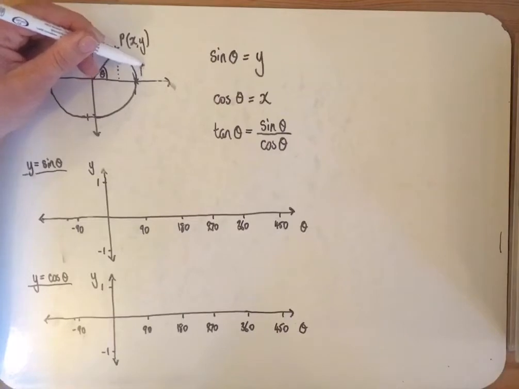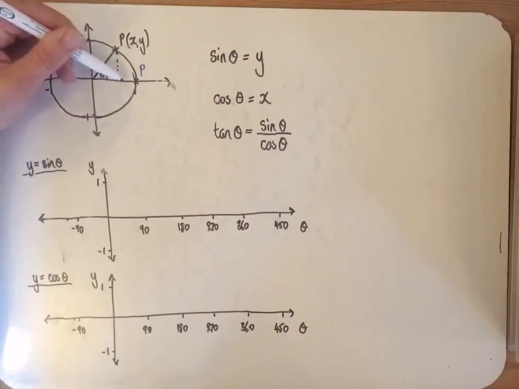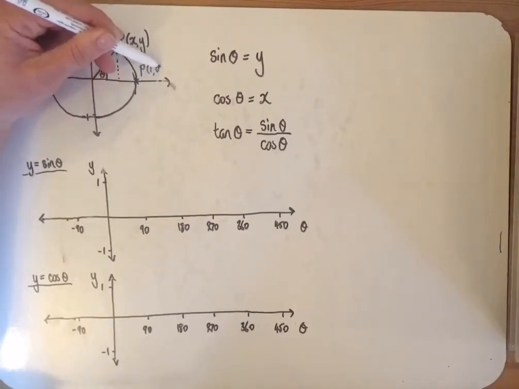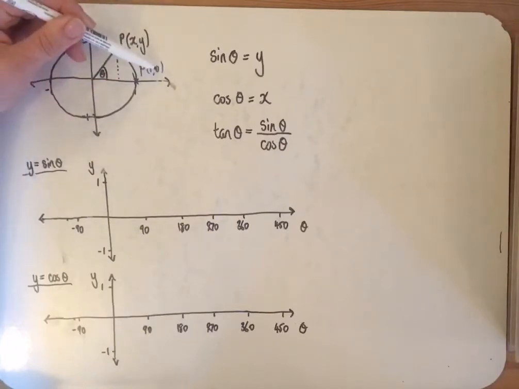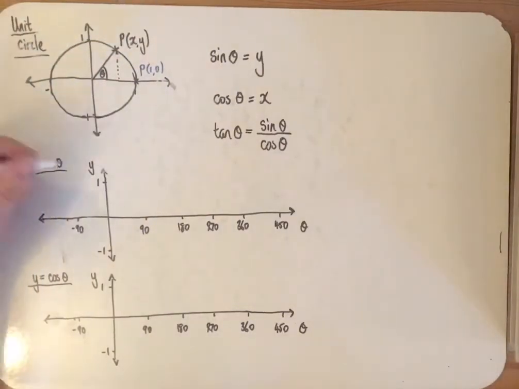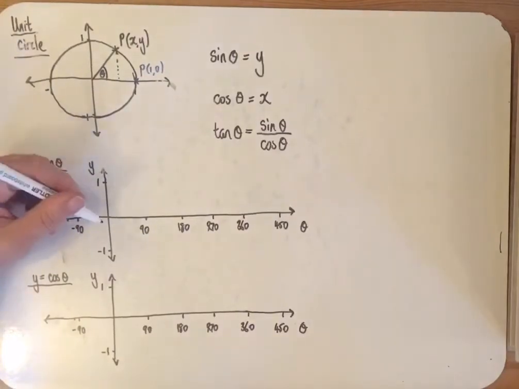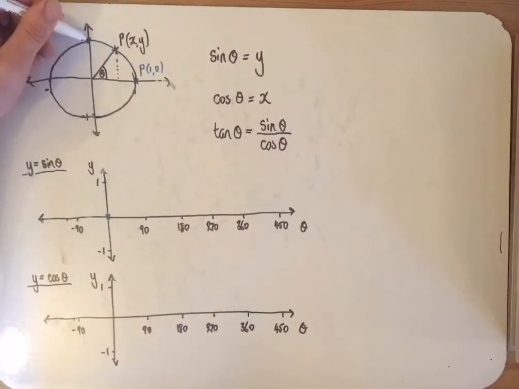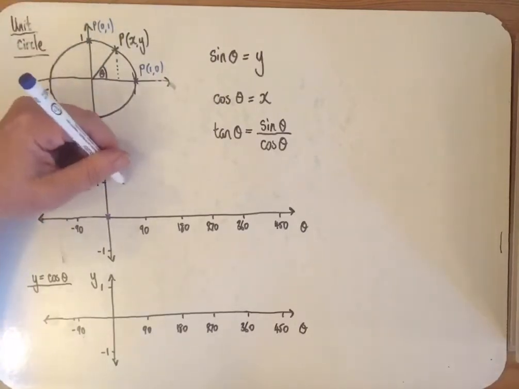So when theta is 0 degrees, the coordinates of P are 1, 0. So the y coordinate is 0. So if I want to draw the graph of y equals sine theta, the y coordinate is 0 when theta is 0. Coming up to here, where theta is 90 degrees, the coordinates of P are 0, 1. So at 90 degrees, the y coordinate equals 1.